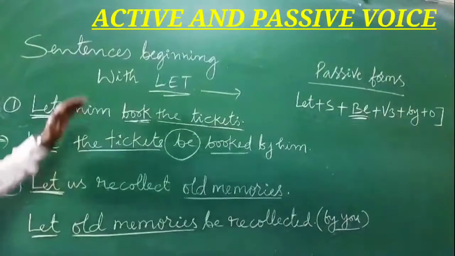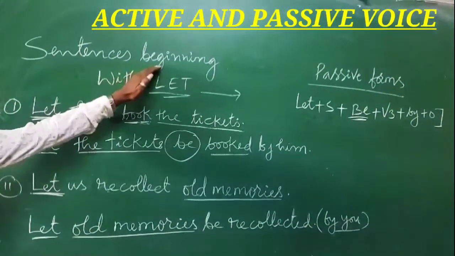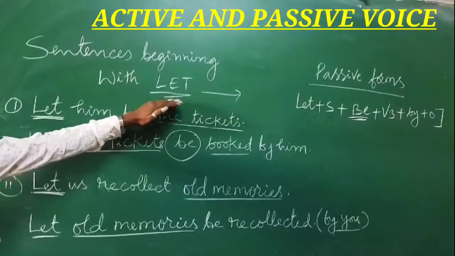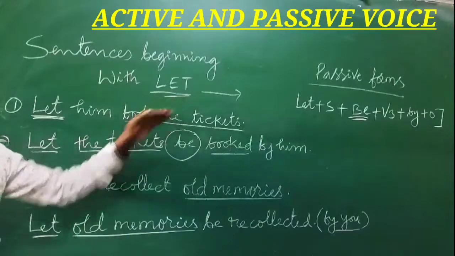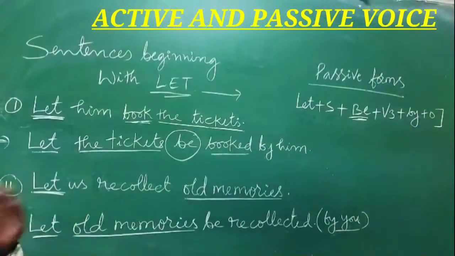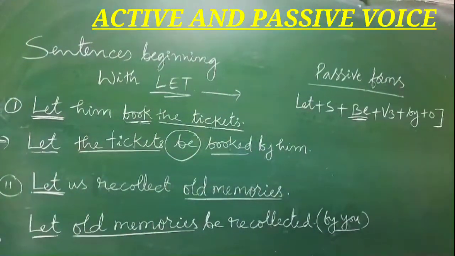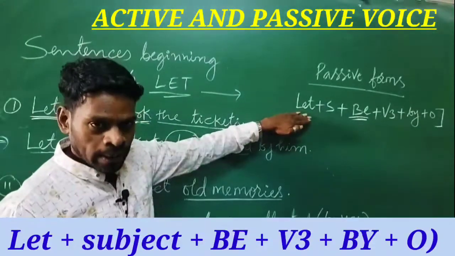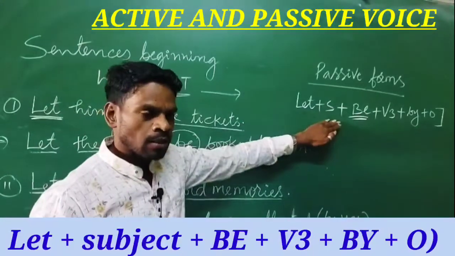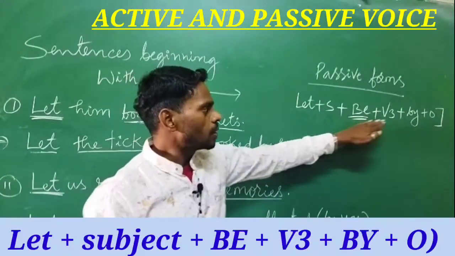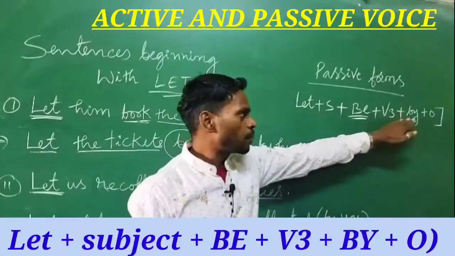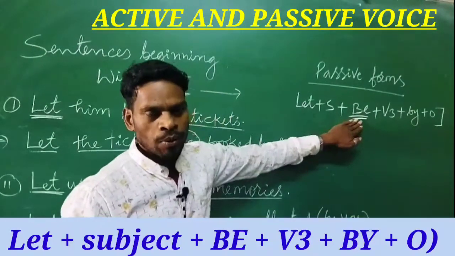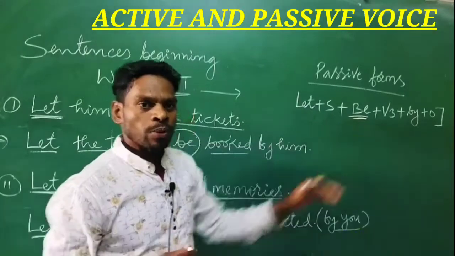Then you will see sentences that begin with let. So for any sentence that begins with let, how can you change from active to passive voice? In that case the passive form will be: first you have to write the word let, then the subject, then be, then the third form of the verb, and then preposition, and then object. So this pattern you have to remember. Now let's see it in an example.